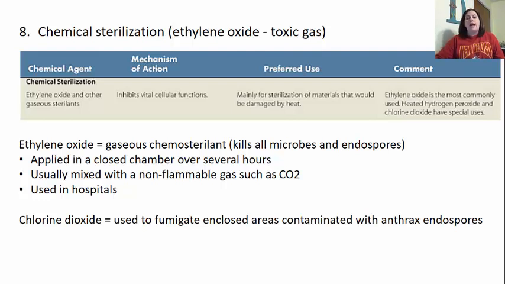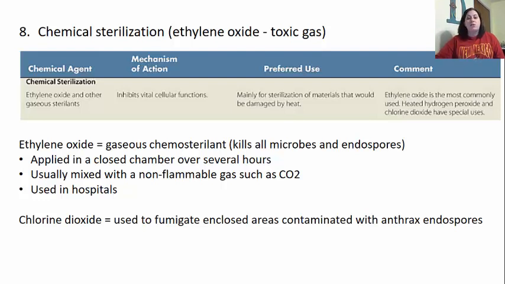Ethylene oxide is a gaseous chemical sterilant, meaning that it's in a gas form and it kills all microbes and endospores. This has to be applied in a closed chamber, and it has to be applied over several hours. It's usually mixed with a non-flammable gas like CO2, and it is also used in hospitals. This gas is very toxic, but it's also explosive. This is again why they put it into a non-flammable gas substance with carbon dioxide, because if they mix it with oxygen, it could cause major issues.